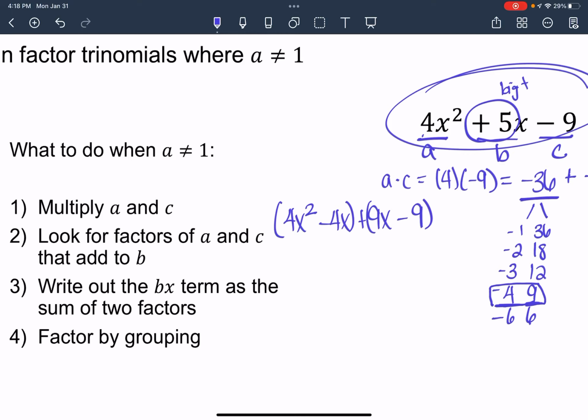Okay? And then in these two groups, I'm going to look at the GCF of each group. So the first set, I'm going to look at the GCF of these. What's the GCF of 4x squared and minus 4x? Well, I can factor out a 4, and I can also factor out an x.